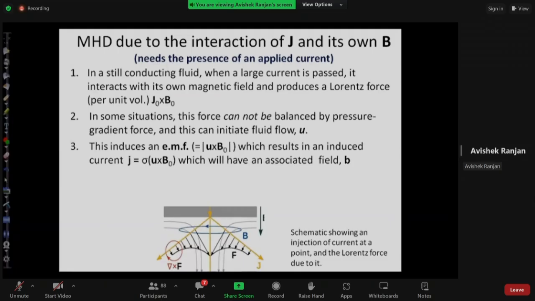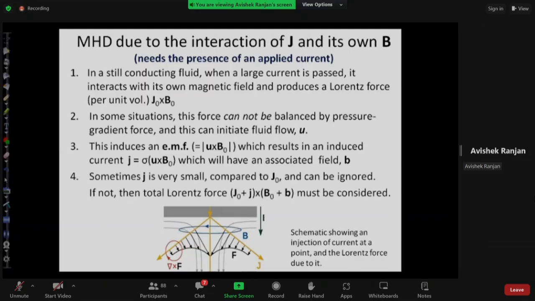So now if you have a fluid flow, this will have an EMF, and because of that we'll have a current once again, just like we had in the previous slide. That current will have its own magnetic field. Sometimes the induced current small j is very small, and it can be ignored. Those are situations which are comparatively easy to handle. But if that's not the case, then the total Lorentz force, which is the sum of both currents crossed with the sum of both magnetic fields, must be considered.